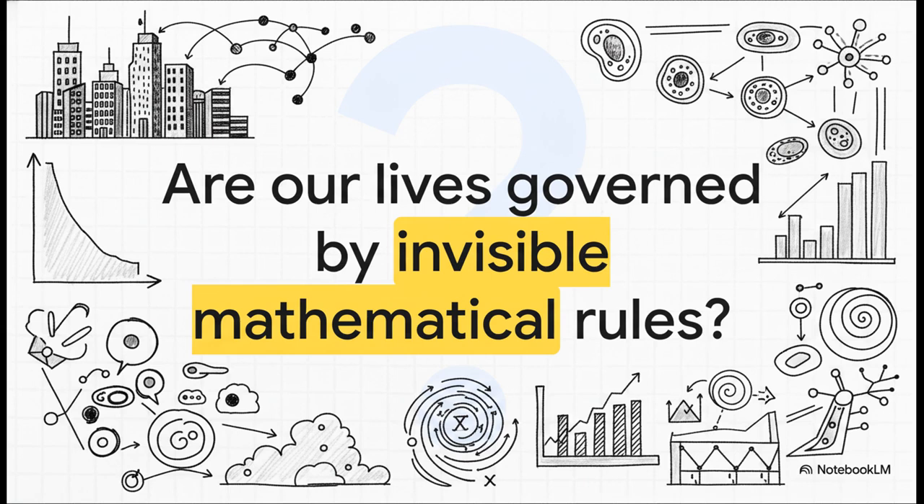Are we just living through a chaotic series of random events? Or are our cities, our stock markets, and even our own biological bodies actually highly optimized networks governed by invisible, unbreakable mathematical rules? Once you see the power law, you really start seeing the hidden architecture of your entire everyday life.